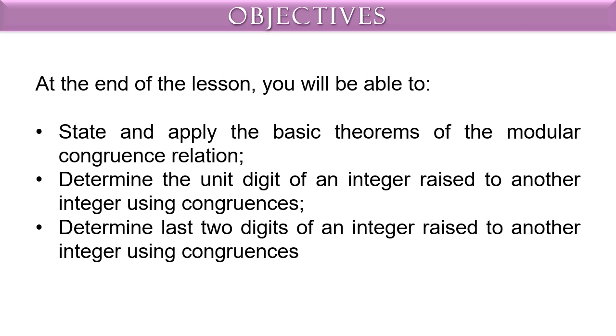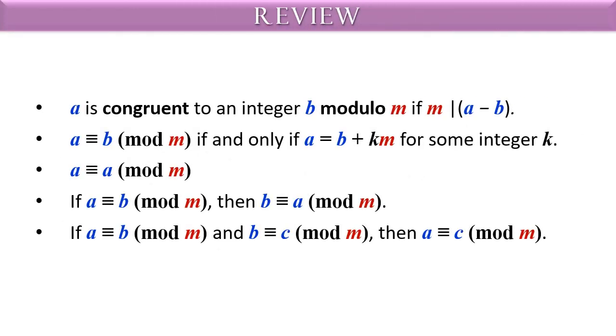Before we proceed to the remaining theorems, let's have a short recap. As Ms. Bonto discussed, by definition, a is congruent to an integer b modulo m if m divides a minus b. Moreover, Theorem 1 states that a is congruent to b mod m if and only if a is equal to b plus k times m for some integer k.